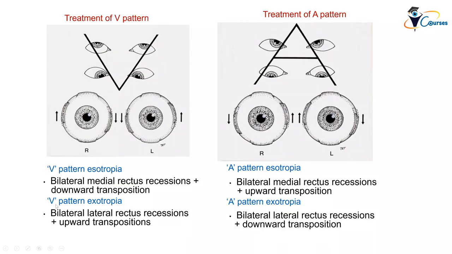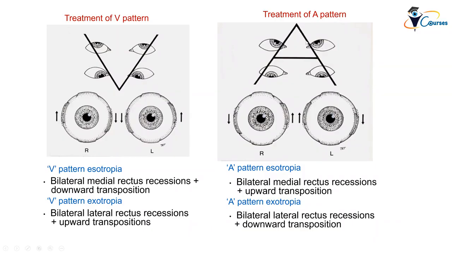And if the patient has V pattern exotropia, the standard surgery will be bilateral lateral rectus recession. We are weakening both lateral recti, but we do upward transposition. So when we do recession for the lateral rectus, we reinsert it, placing it a little bit up, an upward transposition of the lateral rectus. The reverse is done in the treatment of A pattern.